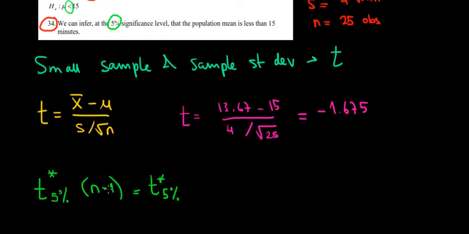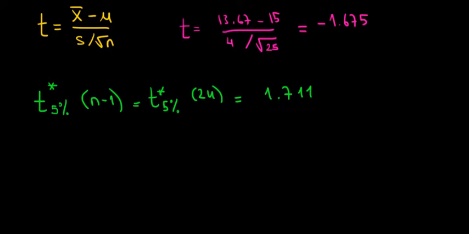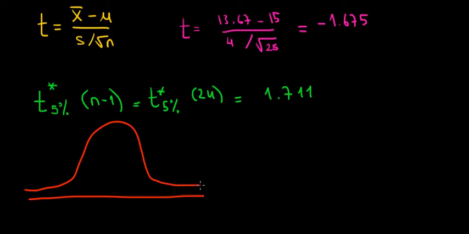So that's the critical value t at the 5% significance level. N is 25, minus 1 is 24. If we look it up in the table, that's equal to 1.711. So let's draw this on our t distribution. Here we have it, the t distribution. We have the rejection region with the critical value 1.711.